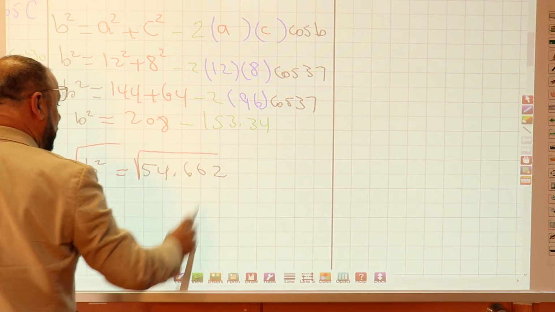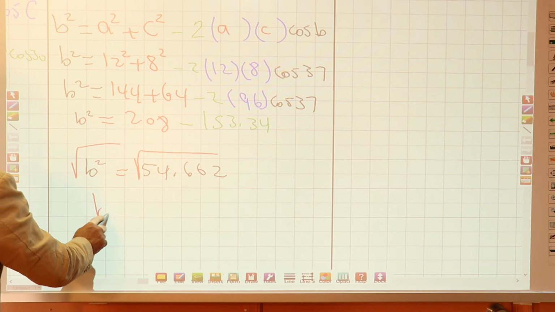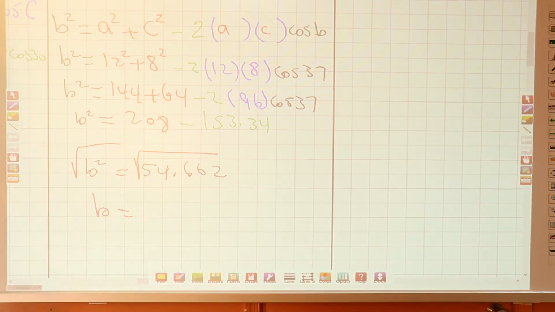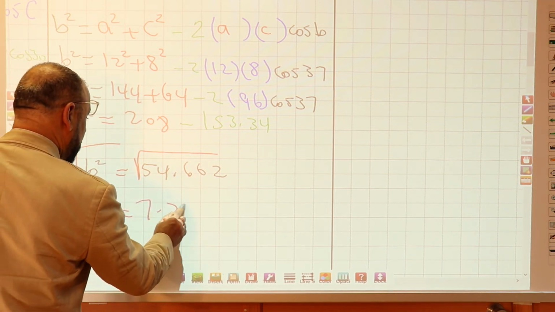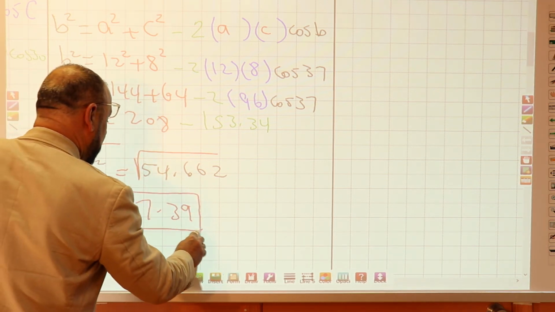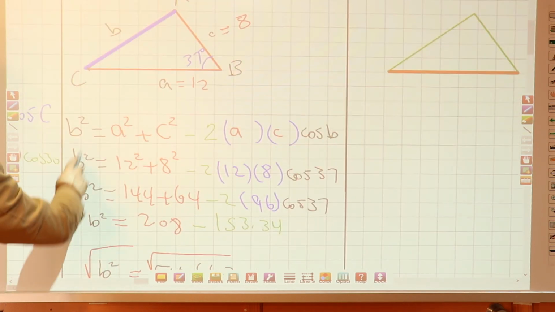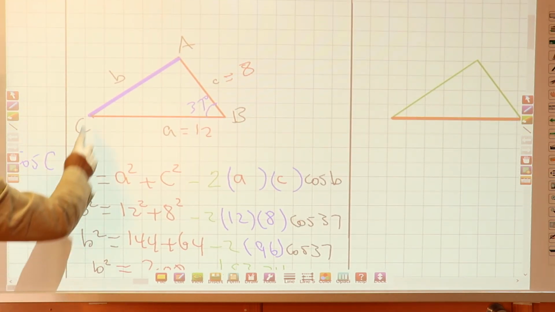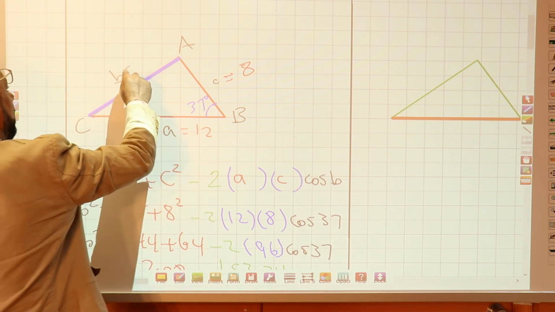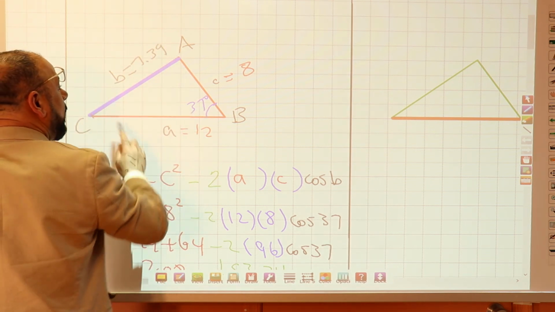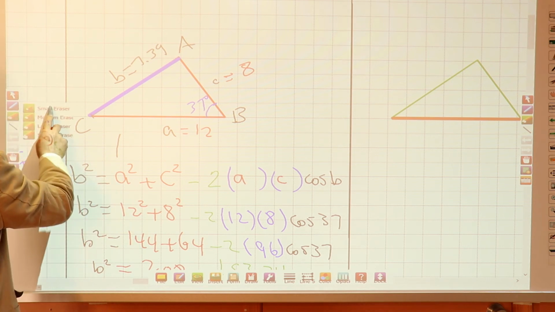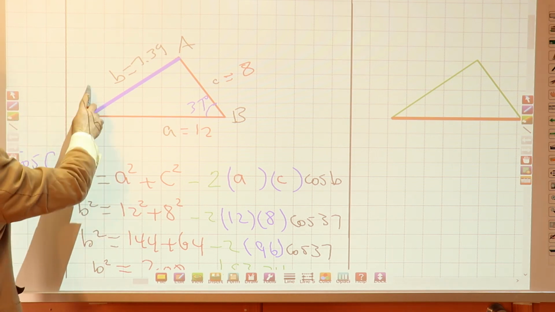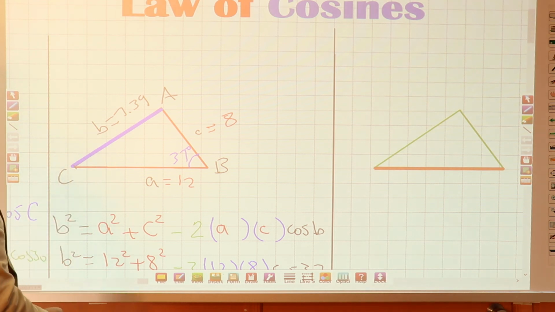Take the square root. This gives you B. B equal square root of 54.66, which is 7.39. Now I have the last side of the triangle, 7.39. What I have to do now, apply law of what? Sine. Apply law of sine for this triangle.